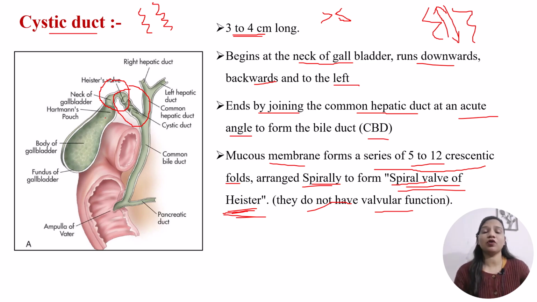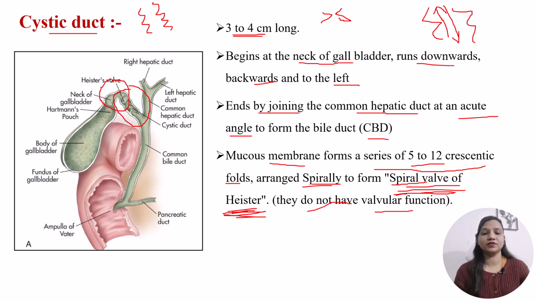There is also difficulty in cannulation during ERCP. What is ERCP? ERCP is endoscopic retrograde cholangiopancreatography. It is a kind of imaging technique used here. Because of this spiral valve of Heister, there is difficulty in cannulation during that process, and during contrast studies the spiral valve appears like strictures or stones, and during surgery there is also a challenge in identifying the cystic duct or spiral valve of Heister.